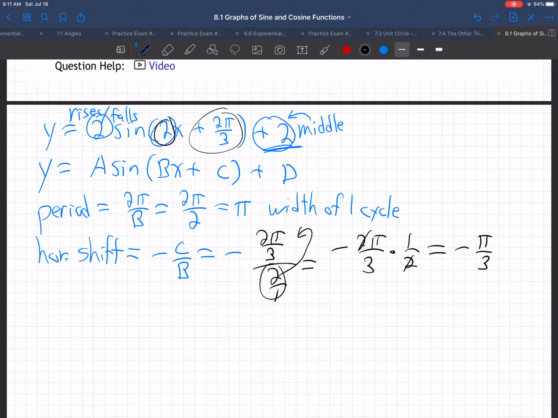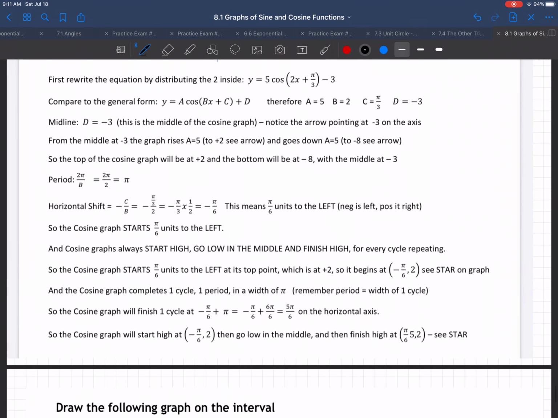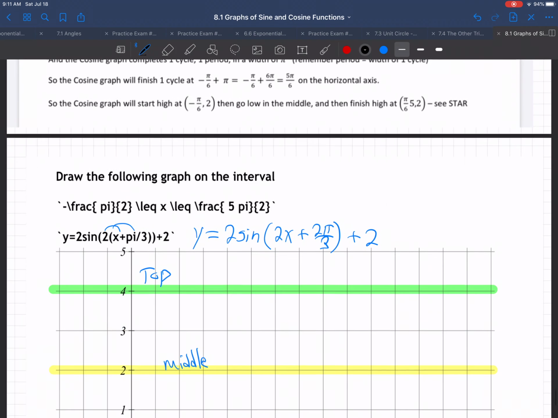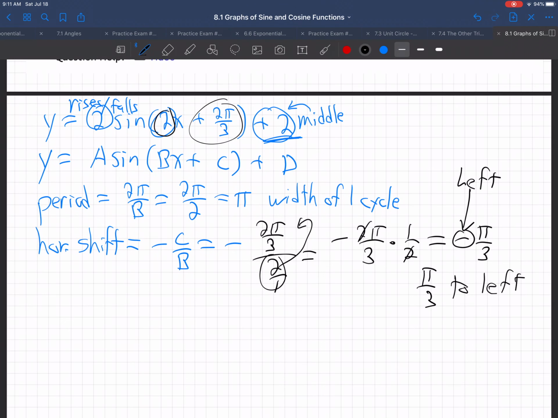So that's the horizontal shift. That means pi over 3 to the left, right? The negative means left. Positive means right, negative means left. That's all in the notes I gave you. See, we got negative pi over 3 there, which means to the left. Negative is left, positive is right. So the graph starts to the left. So we have a graph then that starts pi over 3 units to the left.